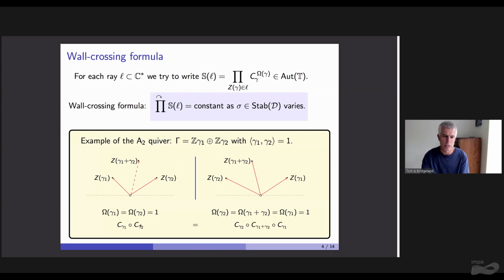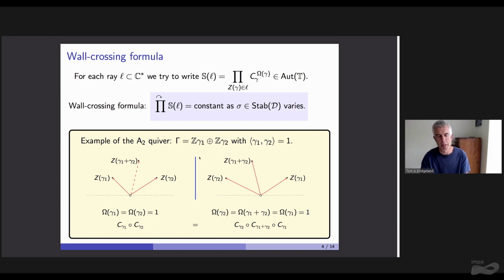And then the wall crossing formula in this simple case tells me that the composition of those two birational maps I wrote there, corresponding to these two rays, is equal to the composition of three birational maps on the other side, which is corresponding to these three rays. Okay, so this dashed line means that there is an object of this class still. I mean, there is an indecomposable object, but it's not stable. And the corresponding BPS invariant is 0.